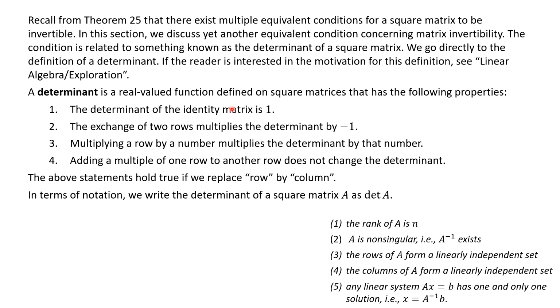So the determinant is just a real number. Should have said that up front here. It's just a real number. So the input is a square matrix, and the output is a real number. And these conditions are written in terms of rows, but we could have switched in the word column, and it would have been an equivalent condition. In terms of notation, we write determinant A, which I'm pointing to here.